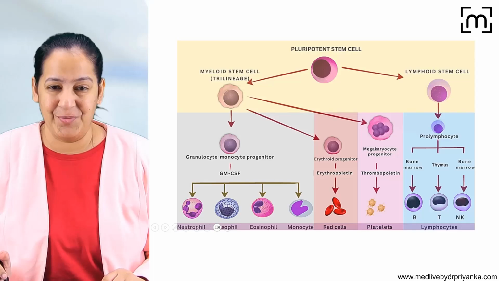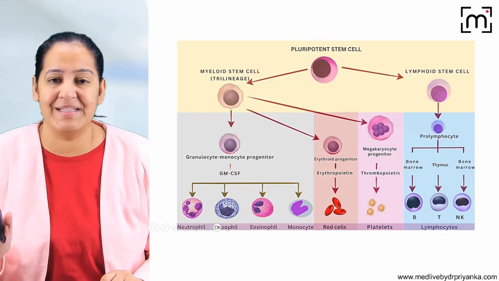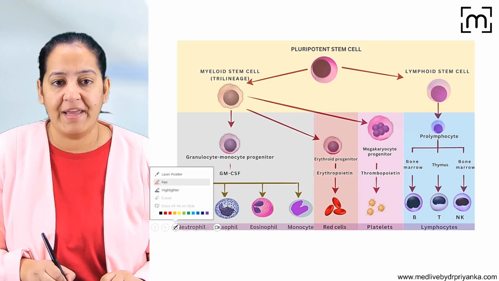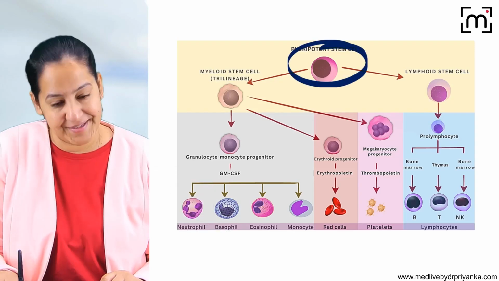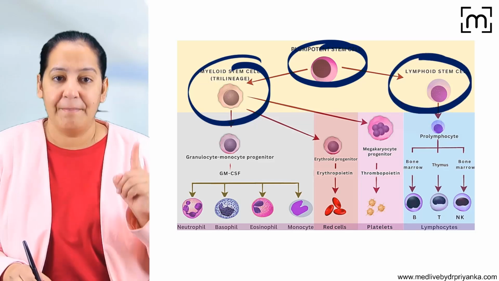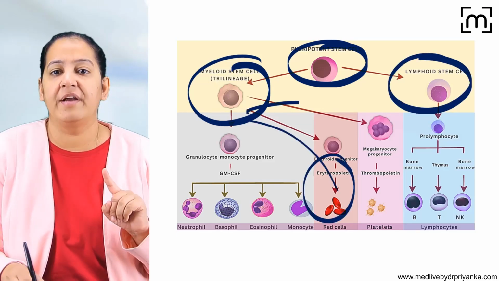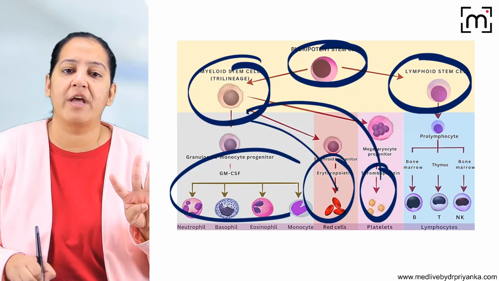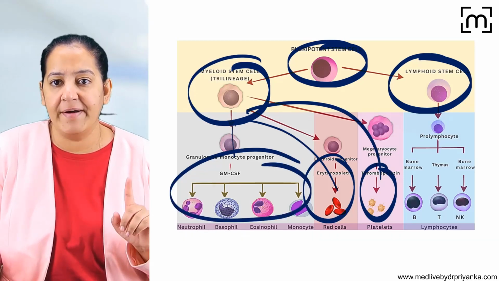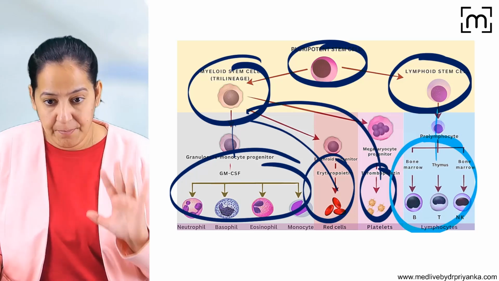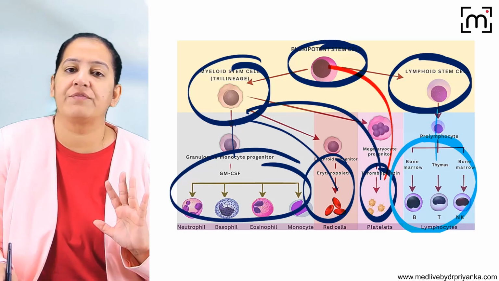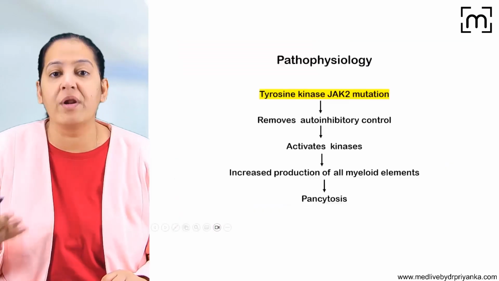So here also you can see all the cells, how they are formed in the bone marrow. The first cell is the hematopoietic stem cell. It gives rise to 2 stem cells, the myeloid stem cell and the lymphoid stem cell. The myeloid stem cell gives rise to RBCs, platelets, and 4 types of WBC out of 5. But the lymphoid stem cell gives rise to lymphocytes only. So in Polycythemia Vera, there is increased production of the myeloid elements because of clonal proliferation.